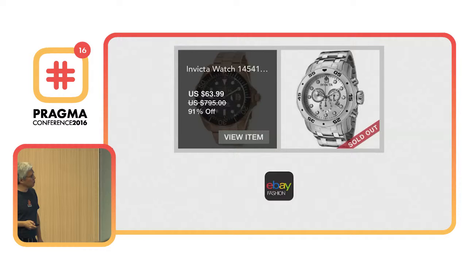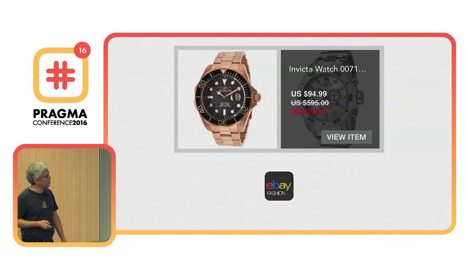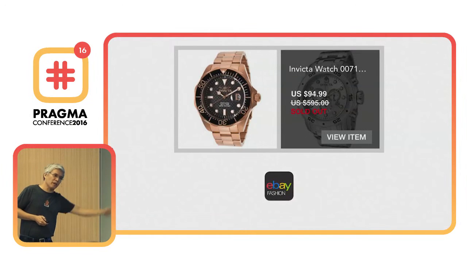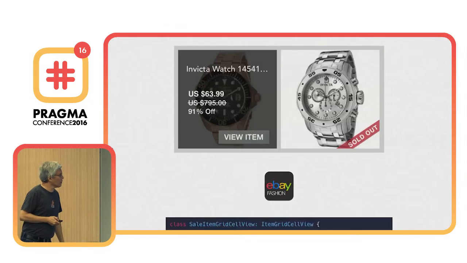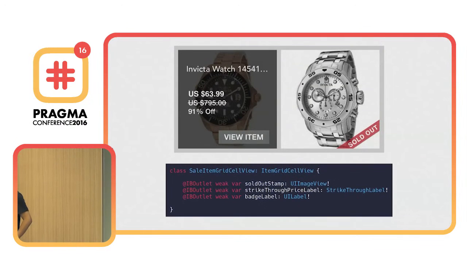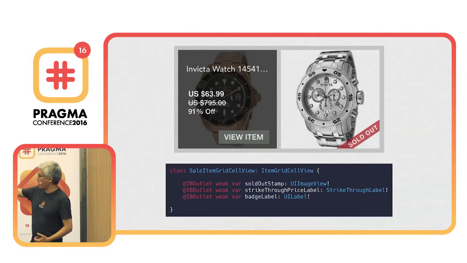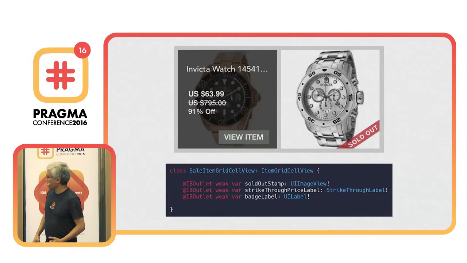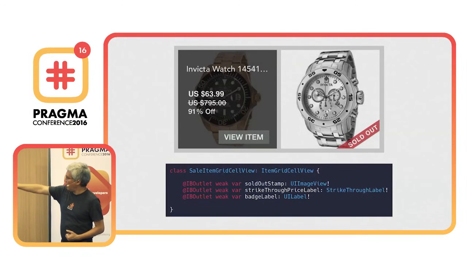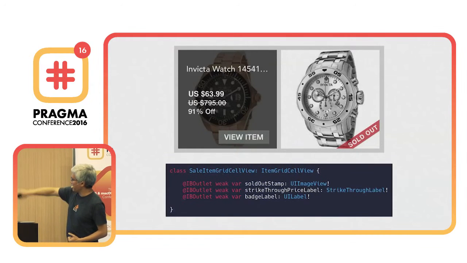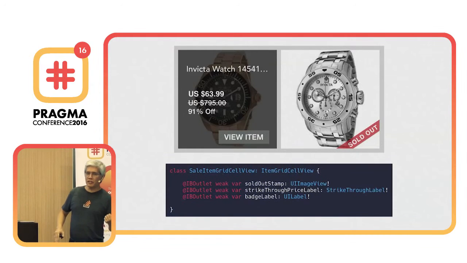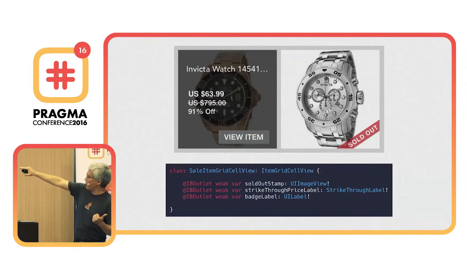If we tap on the sold out item, it's very similar, except that the label at the bottom now, instead of saying 91% off, says sold out. So how does this work? I simply took an existing thing that showed an ordinary item, and I added 3 outlets to it. The sold out stamp that you see across the watch there, sold out. So that's one. The strike-through price label, that's the $795 US dollars there. The badge label, that's the 3rd label.